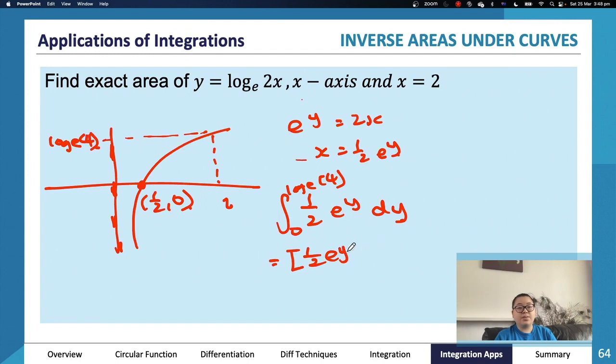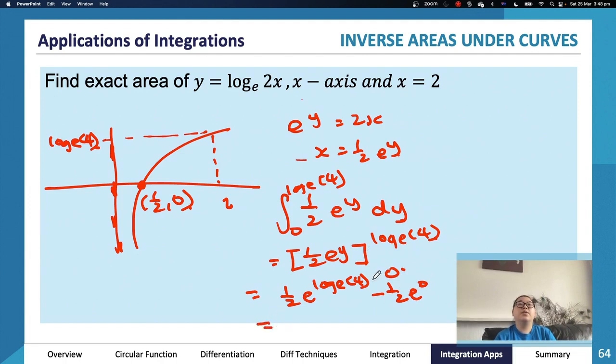So a half e to the y doesn't really undergo any real changes, which is always good. So we can do that, and we'll get a half e to the y from log e 4 to 0, right? Then from there, this is going to be equivalent to a half e to the log e 4 minus a half e to the 0, which is equivalent to log e 4, that cancels out to just 2 minus a half, which is going to be 3 on 2, right?